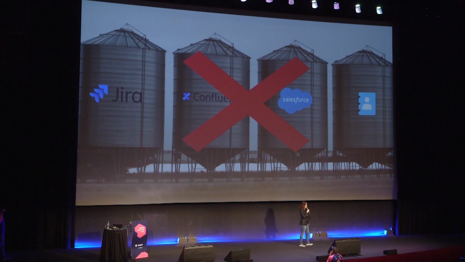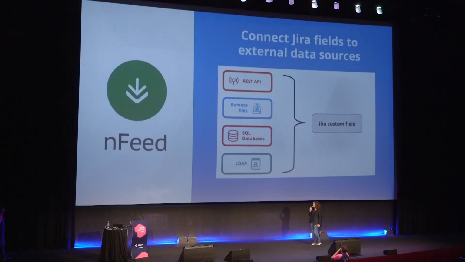And so this is not something you want to reproduce, and that's where our app Endfeed can help. Endfeed allows you to connect Jira fields to external data sources, such as REST APIs, remote files, SQL databases, and Active Directories. Basically, Endfeed allows you to connect to this data source, choose the information you want to display, and display it in a Jira custom field. This information is always up to date as Endfeed fields are live updated.